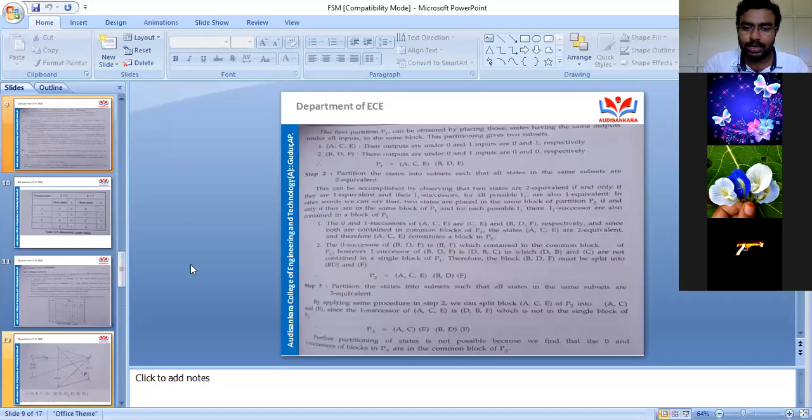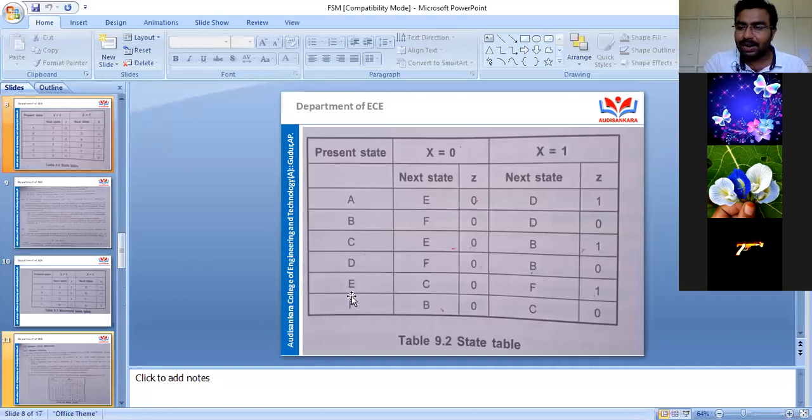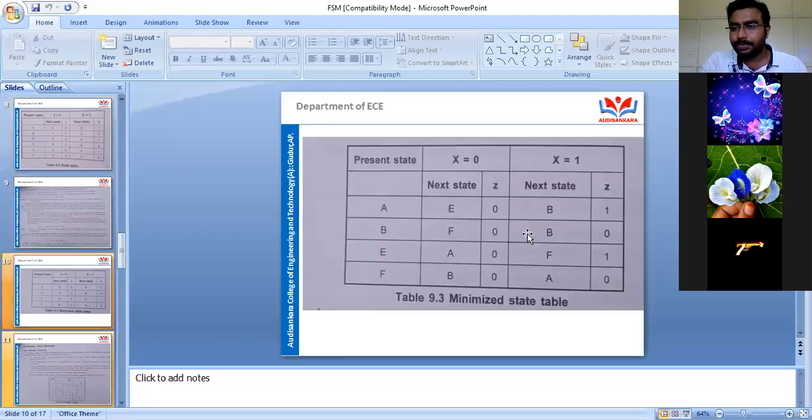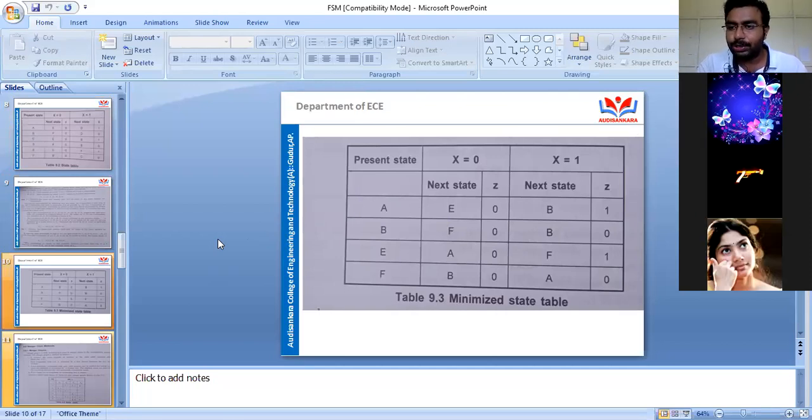From this question part, 6 states are available. C is removed, D is removed because A is equivalent to C, B is equivalent to D. States C and D are removed, and we have shown what your minimized state table is, students. This is how you need to apply the partition technique here.